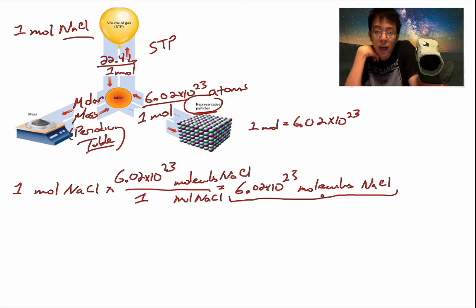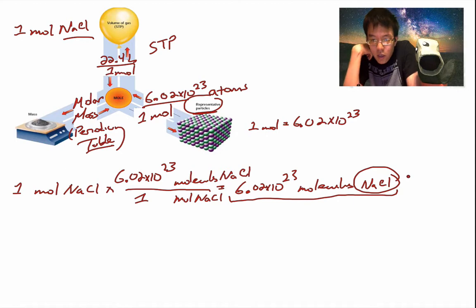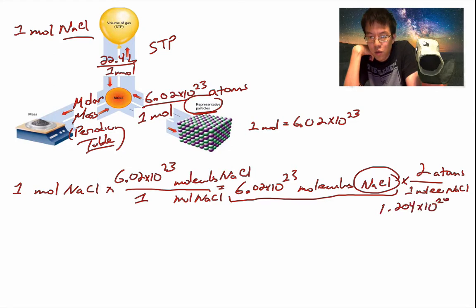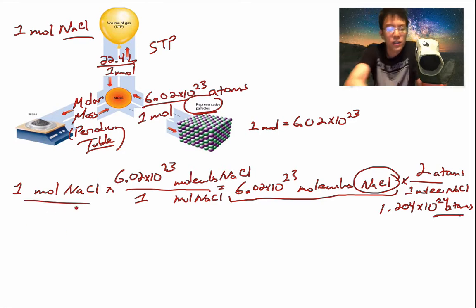Now, if I want to get to atoms, I notice in this molecule of NaCl, I have 2. So I could multiply this by, in 1 molecule of NaCl, I have 2 atoms. Then just double that, and that would be 1.204 times 10 to the 24th atoms. All right.